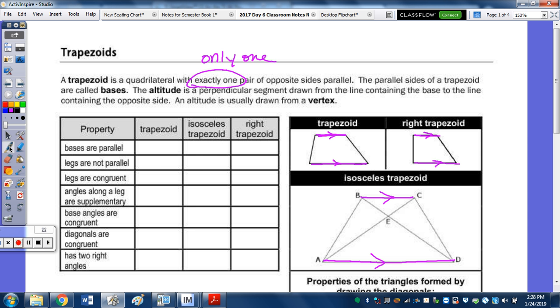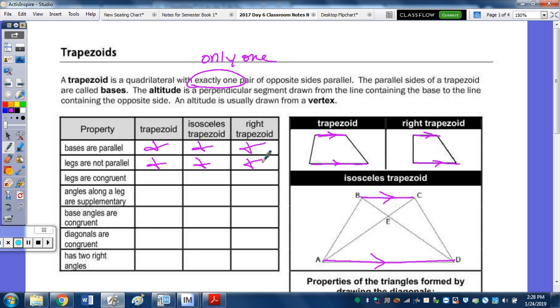And the altitude is a perpendicular segment drawn from any point on a base connecting and drawn to the other base, so that it's perpendicular, okay? So let's go through the properties. Do all trapezoids have the bases parallel? Yes, by definition. Do all trapezoids have legs that are not parallel? Yes. The non-parallel sides are also called legs.